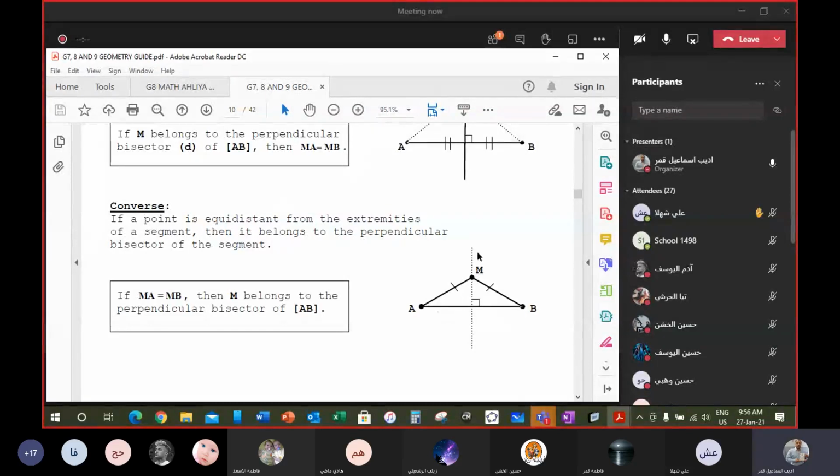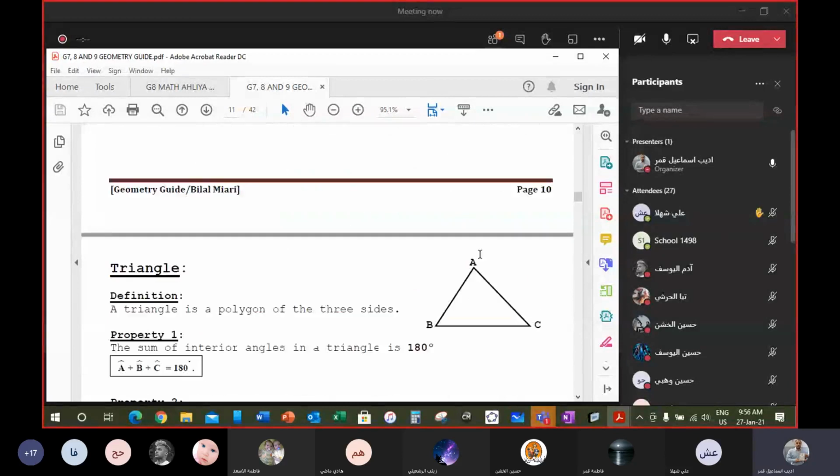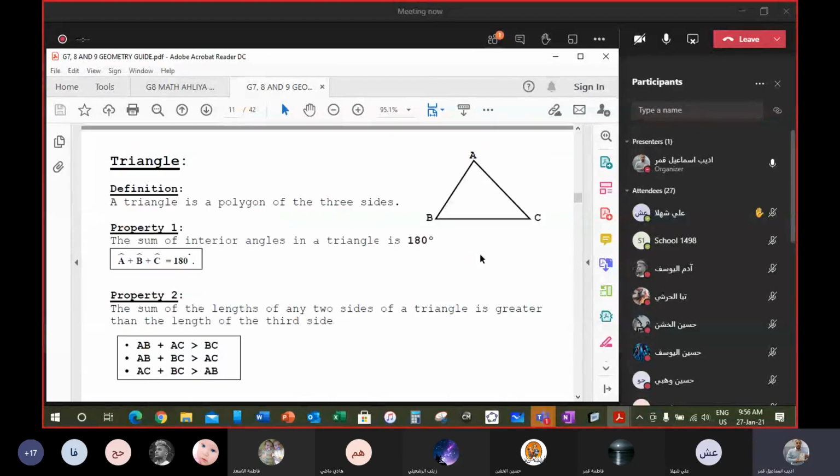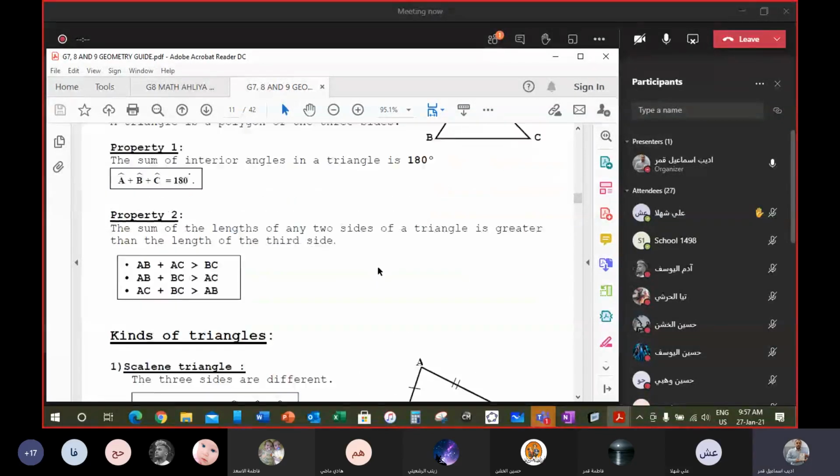Triangle. A triangle is a polygon of three sides, like triangle ABC. The sum of the interior angles of a triangle is 180 degrees. Property, the sum of the lengths of any two sides of a triangle is greater than the length of the third.